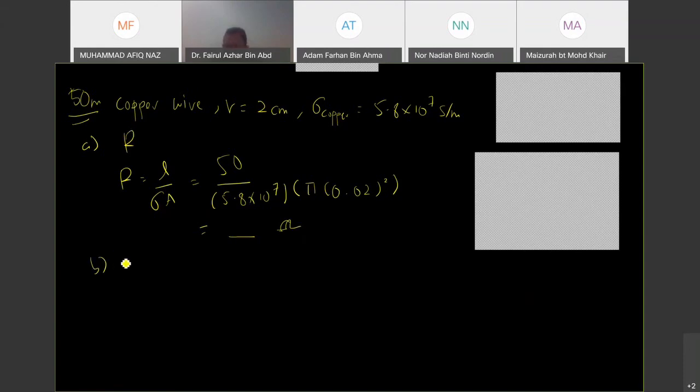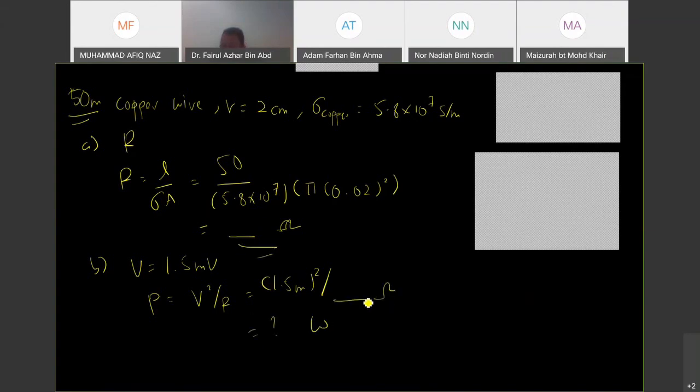For part B, they ask us to find the power dissipated in the wire if the voltage across its length is 1.5 millivolt. So V is equal to 1.5 millivolt. P is equal to V squared divided by R. So V squared, 1.5 milli squared, divided by the resistance we got earlier, and we get the answer in watts. Their example is more or less like that.